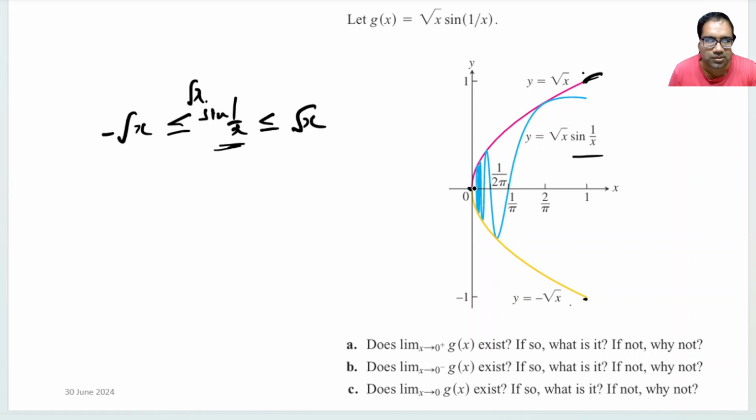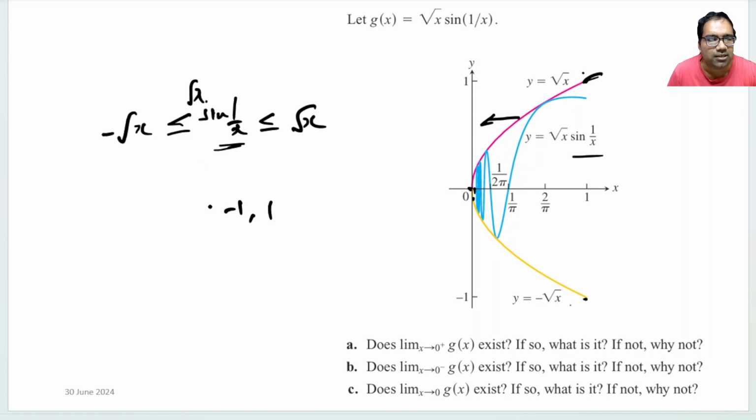Obviously, root x is approaching 0, minus root x is approaching 0 as we are approaching from the right hand side, right? So what does that mean? Root x into sin 1 by x should approach 0, right? This should approach 0, and it is a little bit intuitive also, right? Sin 1 by x, whatever you do, should always lie between minus 1 and 1.